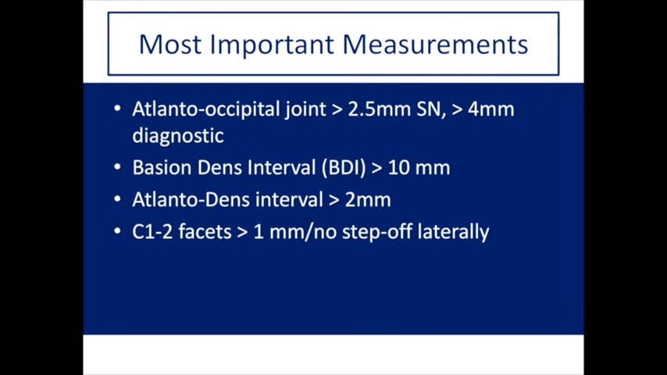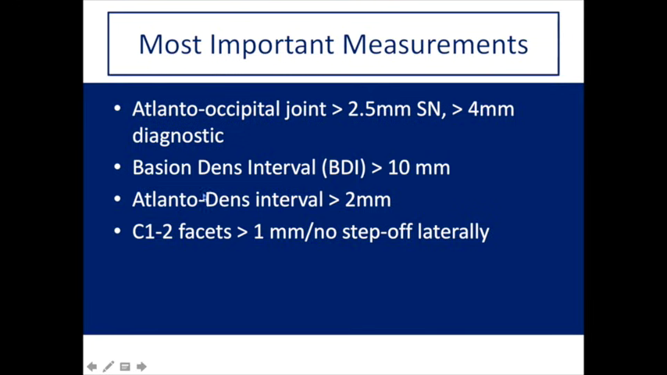To quickly review, if the atlanto-occipital joints measure more than 2 or 2.5 millimeters, that suggests that they are abnormal. If they measure more than 4 millimeters each, that's diagnostic of craniocervical dissociation. If the BDI, or basion-dens interval, is greater than 10 millimeters, that's a sensitive but not specific sign for craniocervical dissociation. So if you see it, you need to look at the other joints closely to look for other signs.